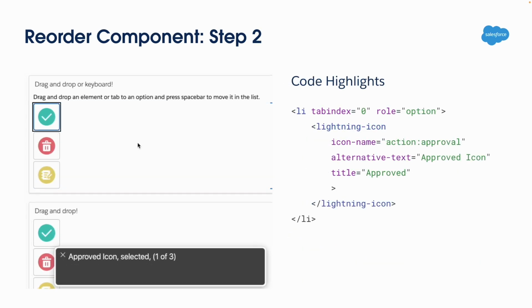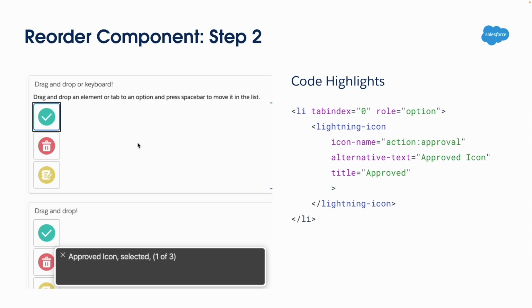And then the user tabs to the first icon. And in the code highlights, you can see, got my tab index here, so the user can tab to this item. It's got the role of option. That works with the role of list box that we saw in the unordered list.